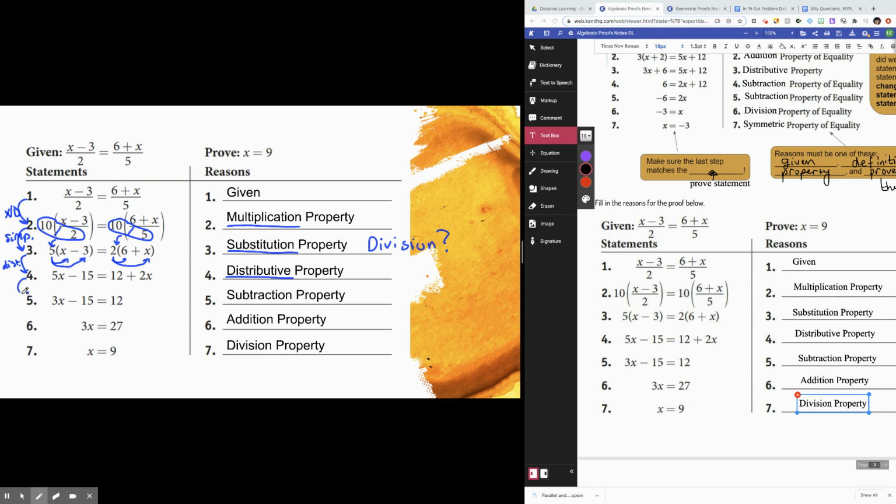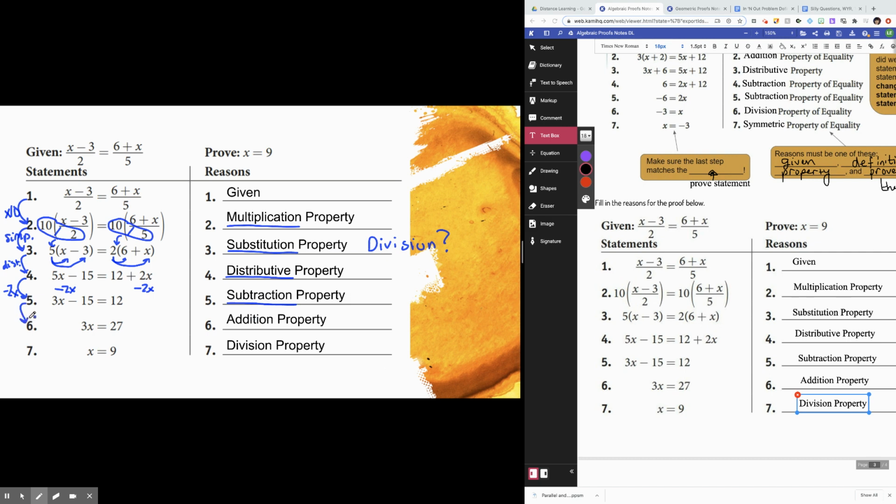Then I have to go from step 4 to step 5. I want to look at what changed, what did I do, how did I arrive at step 5? And I arrived at step 5 by doing this, minus 2x. So I subtracted 2x. So the reason for step 5 is subtraction. And notice I did the minus 2x on both sides of the equal sign. That's why it's subtraction and not the substitution property.